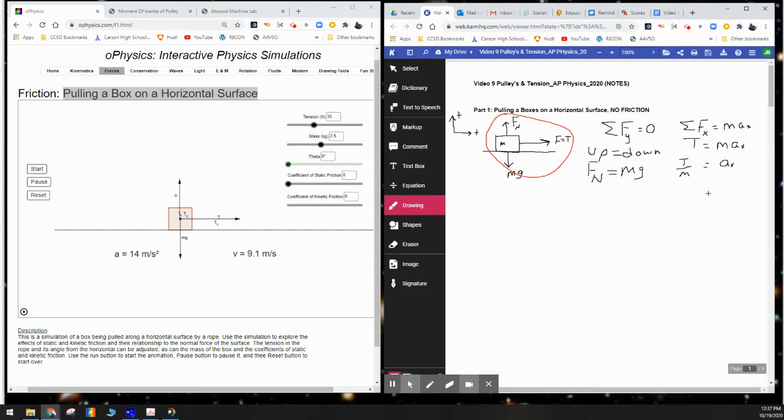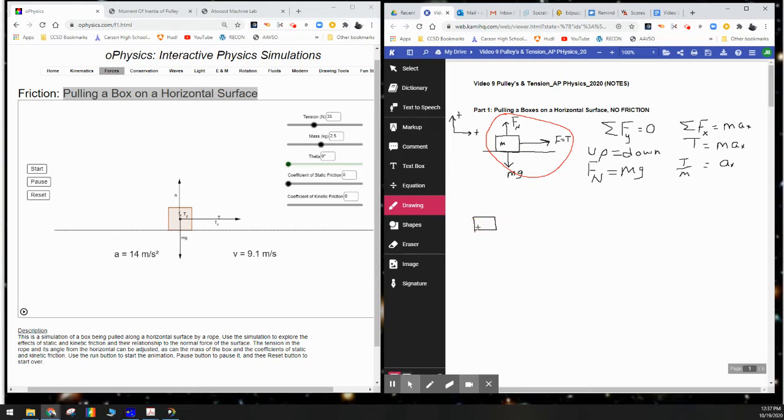Okay, and that's how we solve it for just a simple case of a string pulling a box like this. All right, so now let's go to the next level of difficulty. Let's consider we have two boxes now.